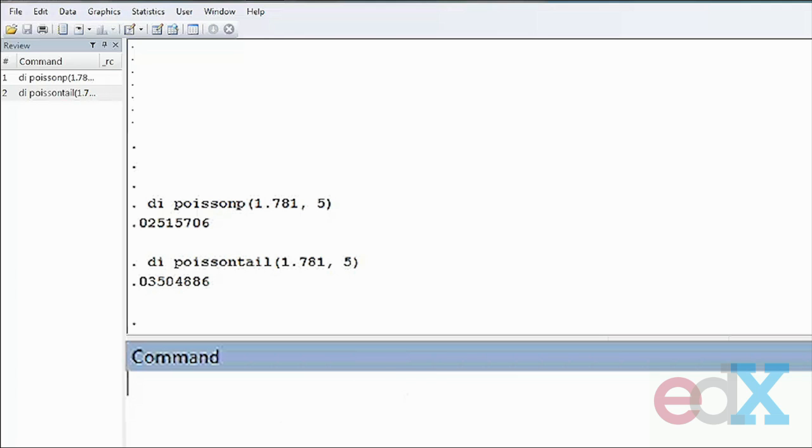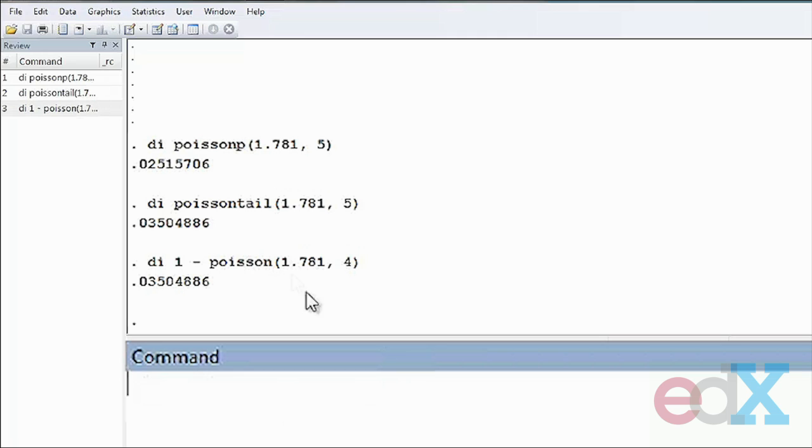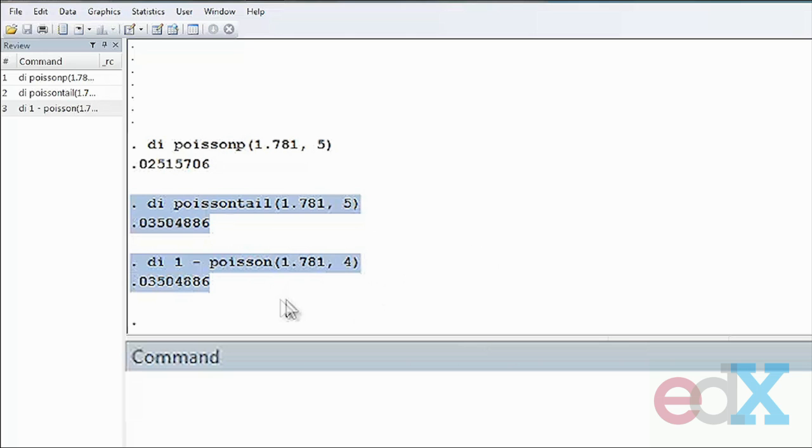I could perform the exact same calculation using the Poisson command if I did 1 minus Poisson. In this case, I would need to calculate the probability of observing less than or equal to 4 breast cancer cases, or strictly less than 5. It's the same thing. So we get the exact same result using Poisson tail or 1 minus Poisson in this example.